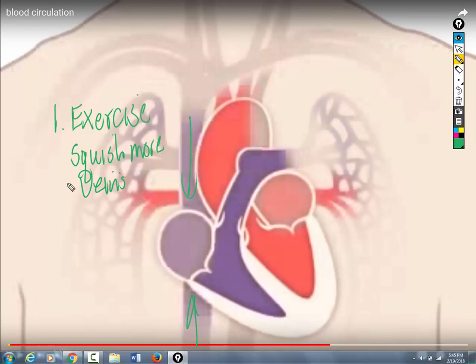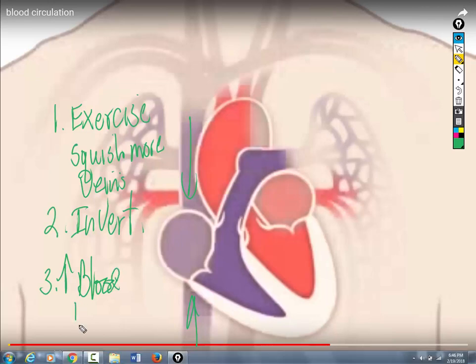Say yes. You can invert the person, right? Put them on their head. That way, by gravity, all that venous blood that was sequestered in your legs will now come back to the right side of the heart. The other thing is you can increase their blood volume. Tell me you got that.